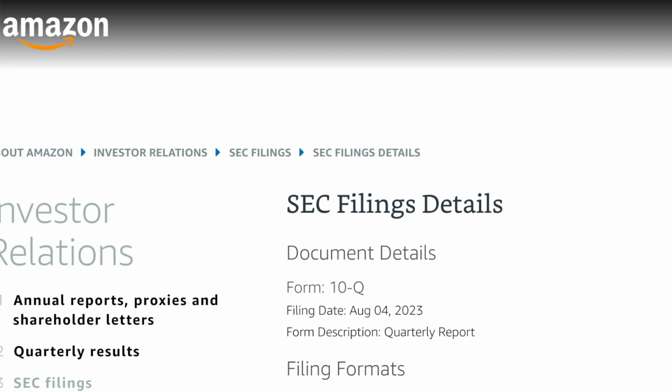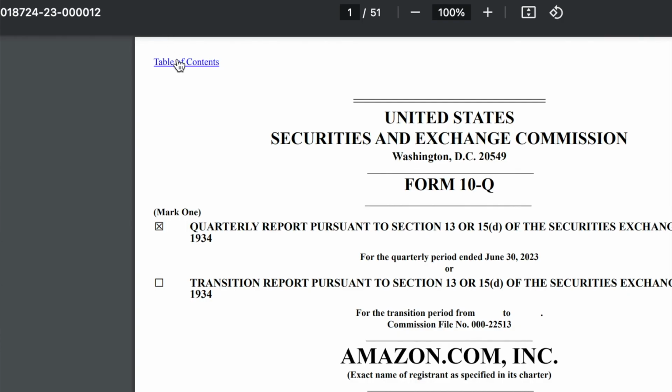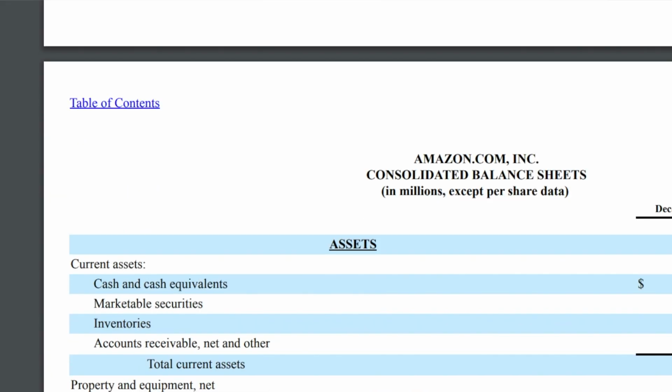Liabilities, liable, it's in the name. The company is liable to pay. So click on Amazon's financial statement, table of contents. Liabilities are located in the balance sheet section, assets, followed by liabilities.